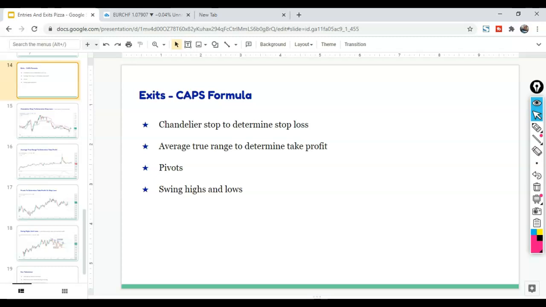Alright, so here is the third model of the entries and exit pizza. In this model we are going to focus just on exit, only exit. We are talking about exit alone. By the time we are done, you will know everything about exiting a trade, how to manage your running position, even if it's a losing position.